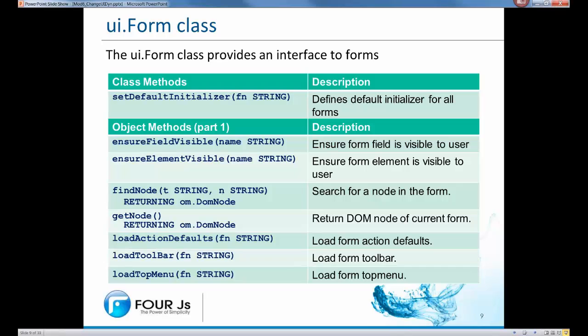And then we have a series of object methods here. The first 2 talk about setting a field visible or setting an element visible. When we talk about an element, we're talking about things like buttons.